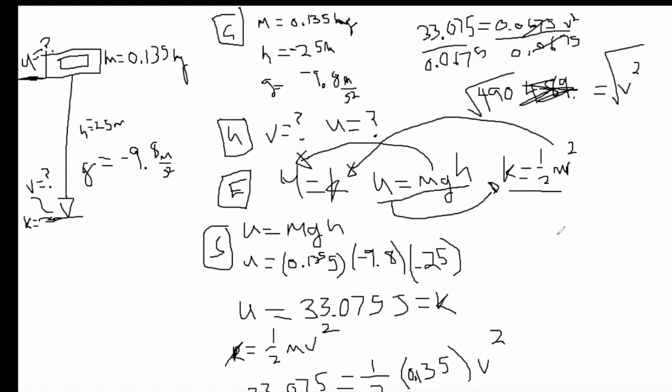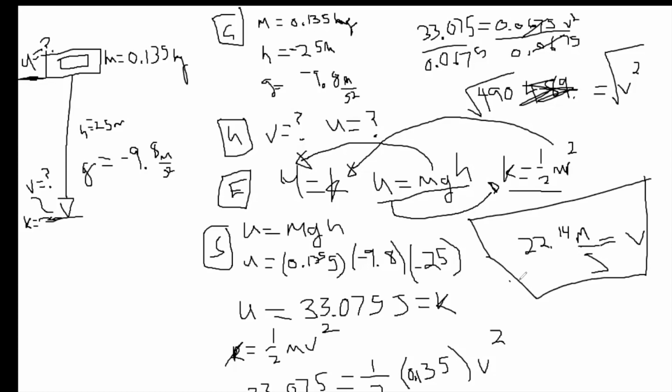So V equals 22.14. Notice I rounded to 2 decimal places, meters per second. And now we know how fast this Jolly Rancher / phone is traveling just before it hits the ground, which is pretty fast.